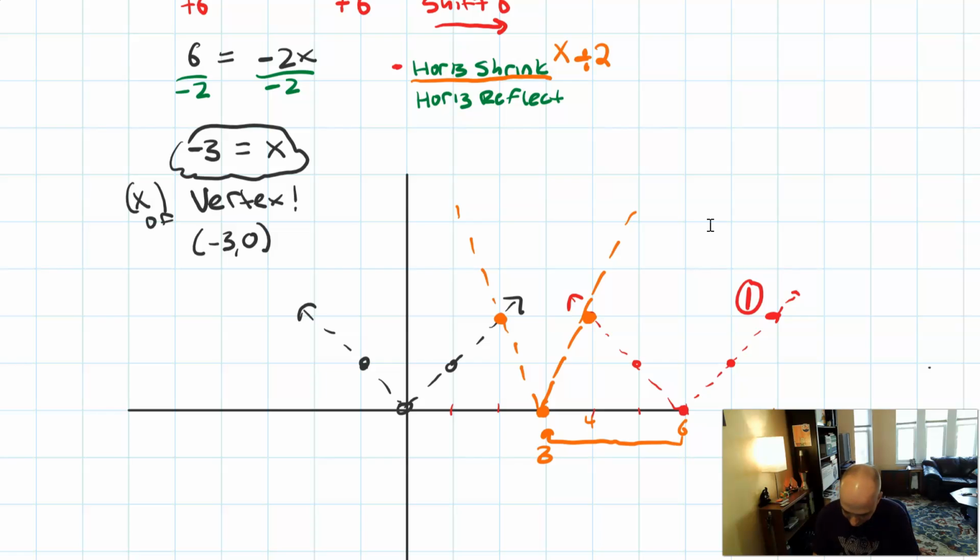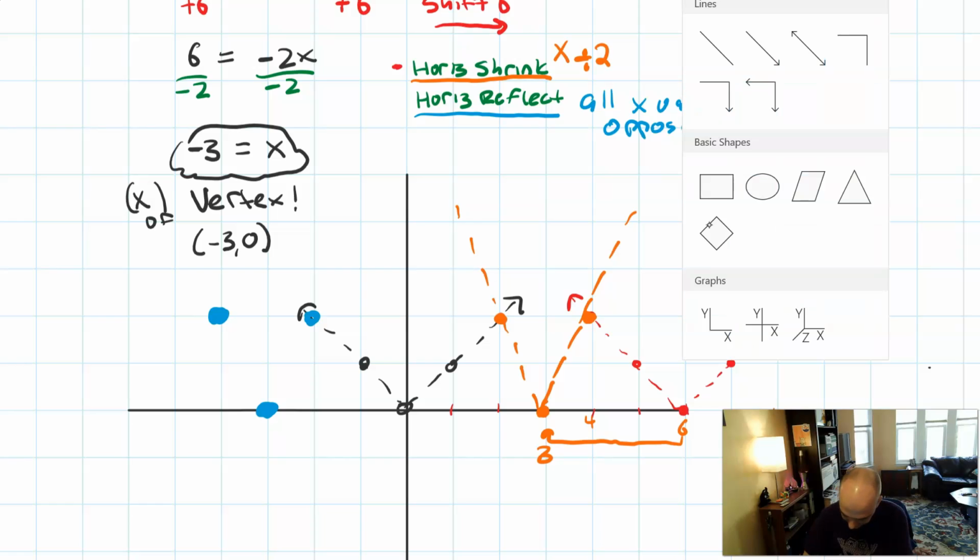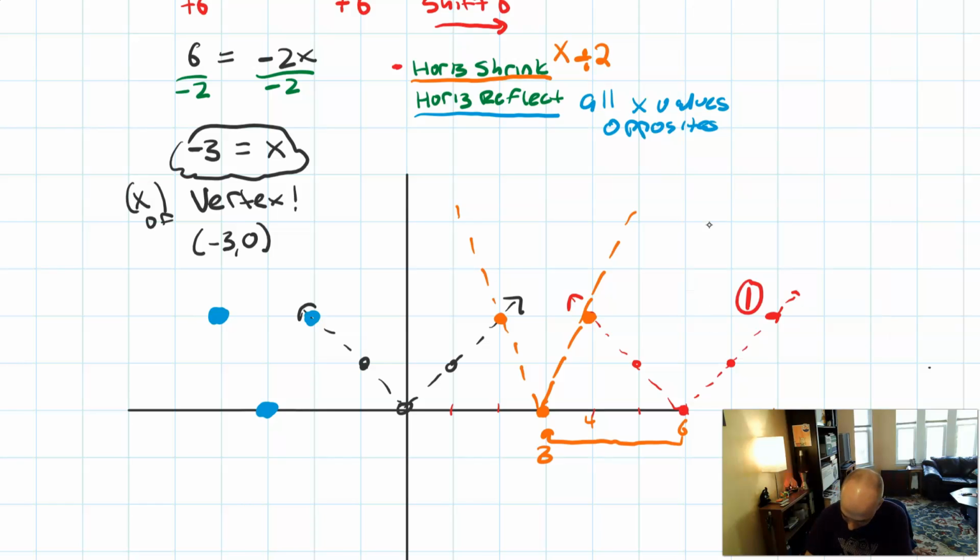Now I have this graph, and I have to do a horizontal reflection of it. So that's going to take all x values and make them their opposites. So 3 is going to go to -3. 2 is going to go to -2. 4 is going to go to -4. And the final graph then should look like this.